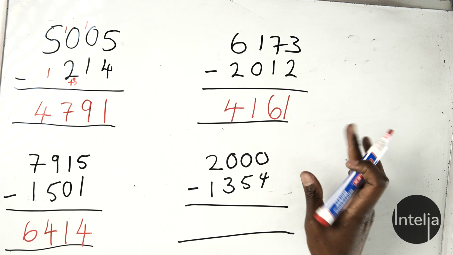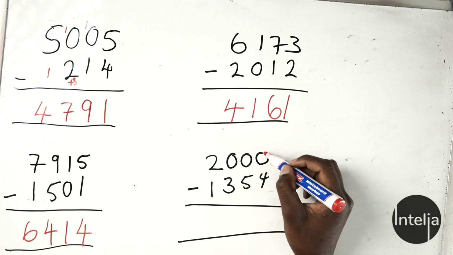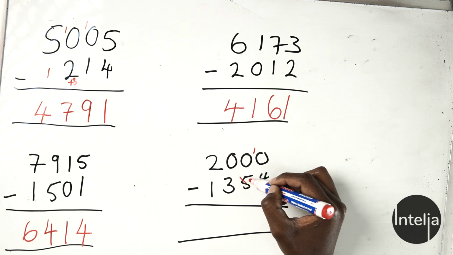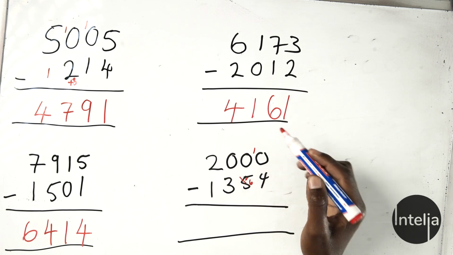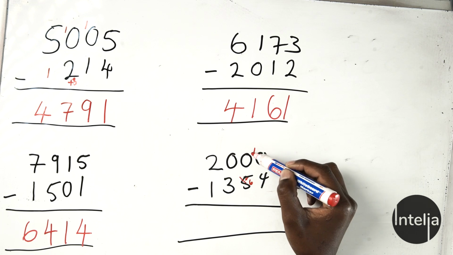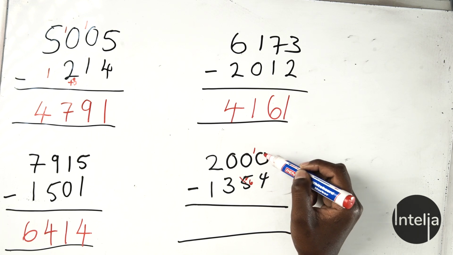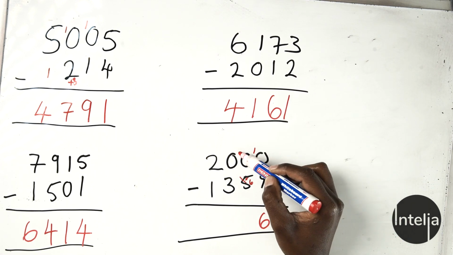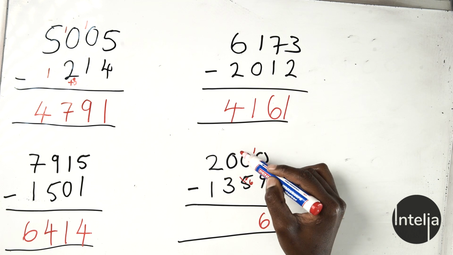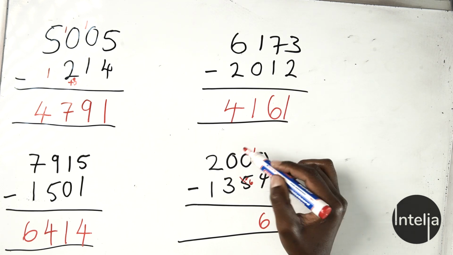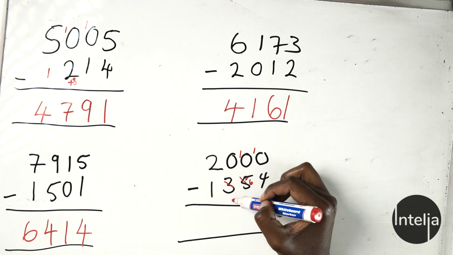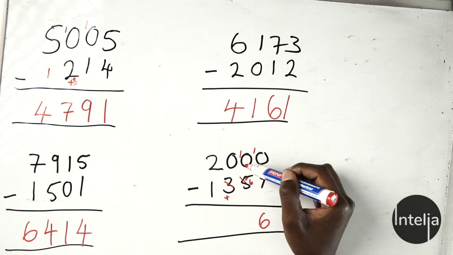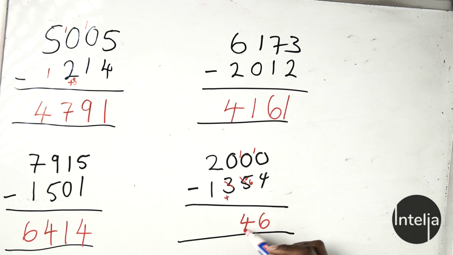And then we move on to the next one. Here it says 0 minus 4. We cannot subtract a 0 from 4. Then we add 1, and then we add another 1 here. Then it becomes a 6. The 1 we add here then becomes a 10. So we say 10 minus 4, that's 6. 0 minus 6, we cannot subtract a 0 from 6. So we add a 1, and then we add another 1 here, and then it becomes a 4, like this. So 10 minus 6, that's 4.